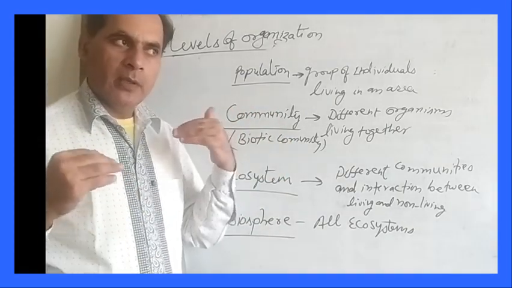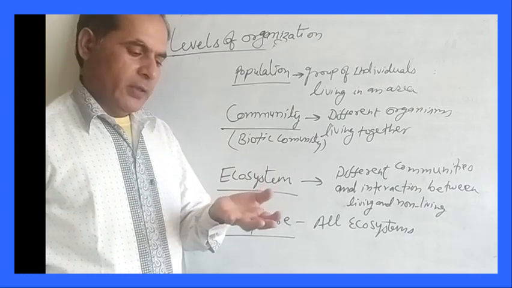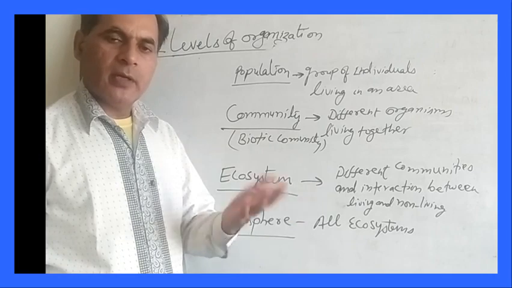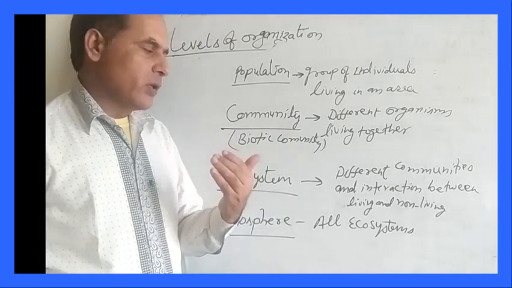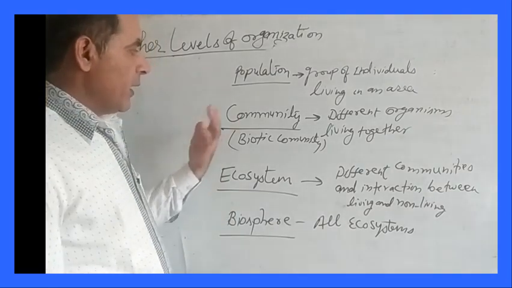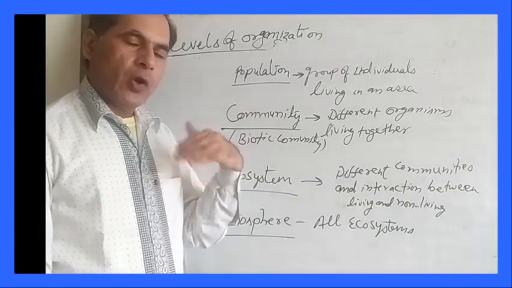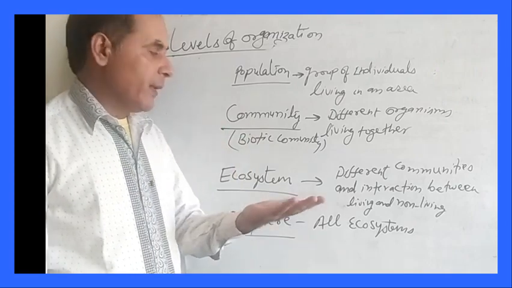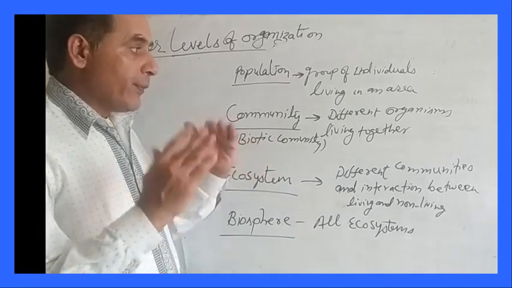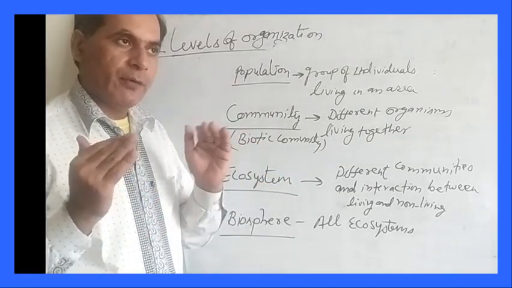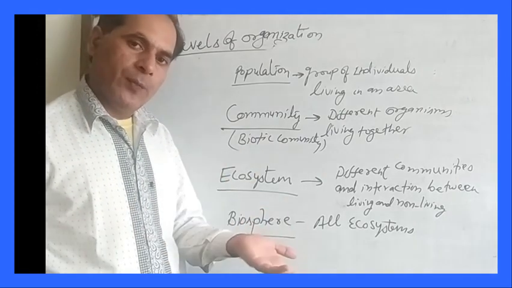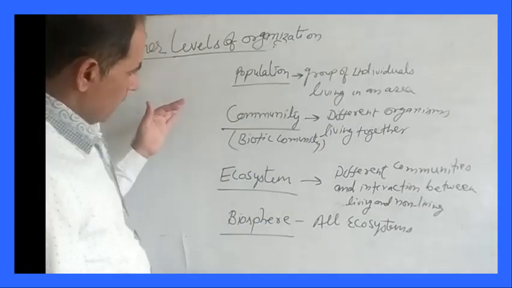Like in our area where we live, there are plants, human beings and some animals like dog, cat, buffalo, cow, goat. They form a community. They live together in a particular area. It is actually a biotic community, means all living beings, different kinds of living beings, live together to form a community. So community includes different organisms which live together, including plants and animals. Different kinds of plants, different kinds of animals.